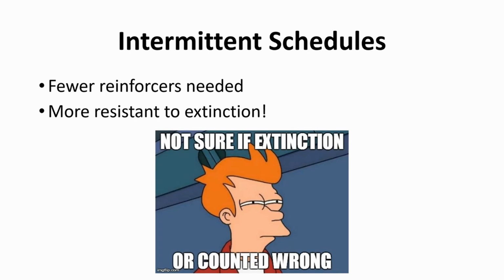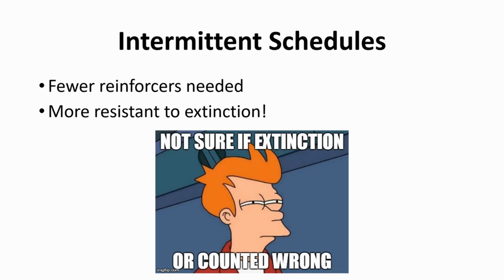The downside is that when you have continuous reinforcement, if you suddenly stop reinforcing that behavior, then you go into extinction pretty much immediately. As soon as the animal stops getting their reward, or reinforcer, then they're going to enter into extinction right away because they're used to getting that reinforcer every single time.